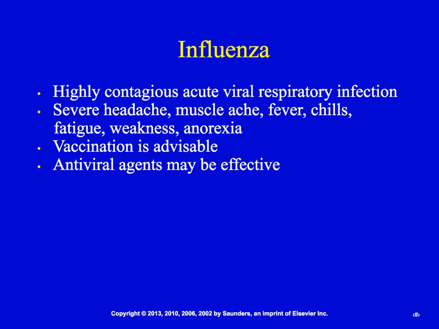Seasonal influenza is a flu. It's a highly contagious acute viral respiratory infection that can occur in all ages. Some forms of the flu can be very debilitating, especially to someone who is already immunocompromised. Severe headache, muscle ache, fever, chills, fatigue, weakness.